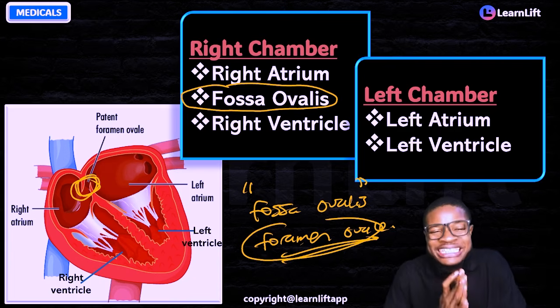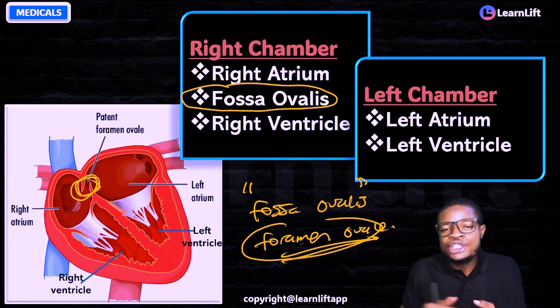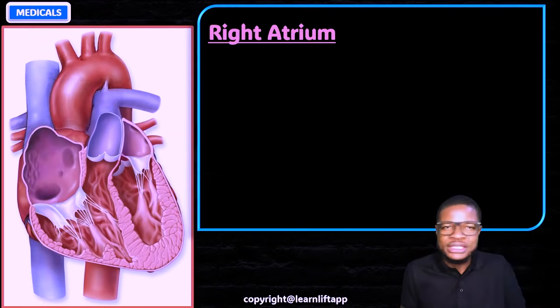But please, the right chamber of the heart, how many things are there? Three: the right atrium, the fossa ovalis, the right ventricle. The left chamber is the left atrium and then the left ventricle. Let's get down to business very quickly.